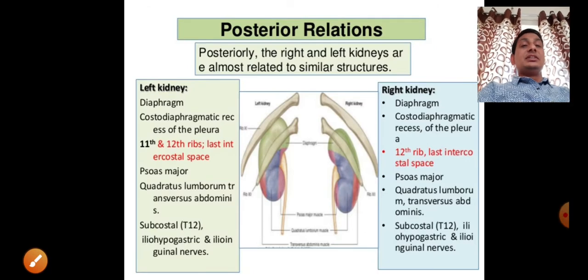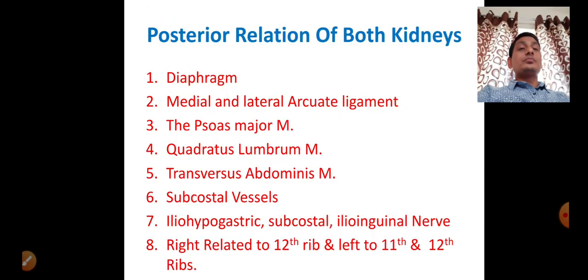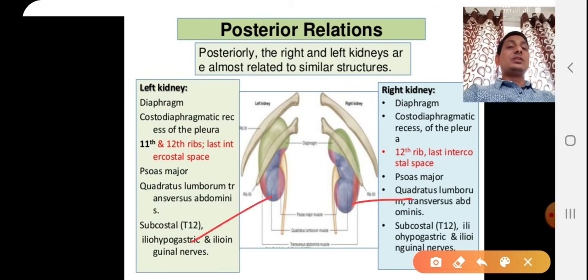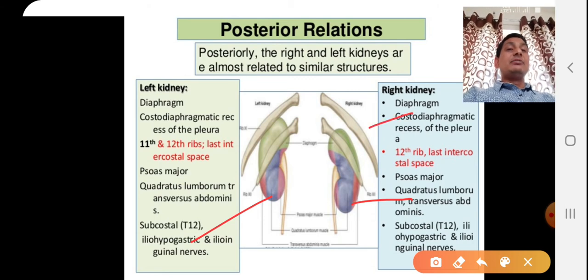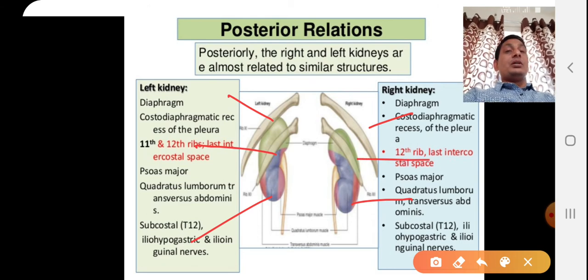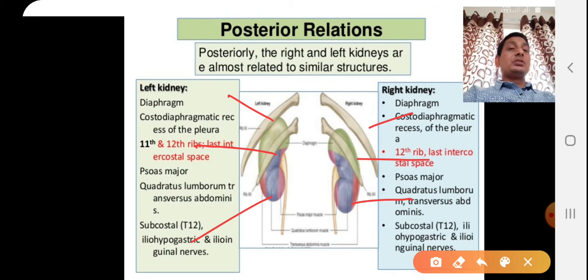If we see here, this is the right kidney and this is the left kidney. We see the right kidney is lower than the left. This is the 11th rib. This is the 12th rib. On the left side, the left kidney is related with both the 11th and 12th ribs. But on the right side, the right kidney is related only with the 12th rib.